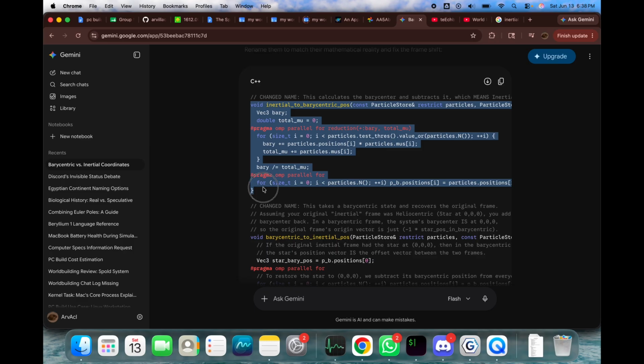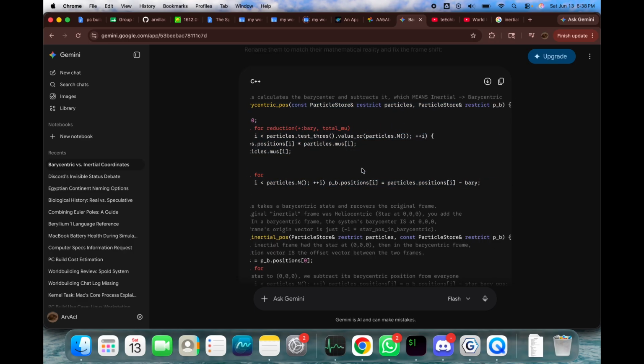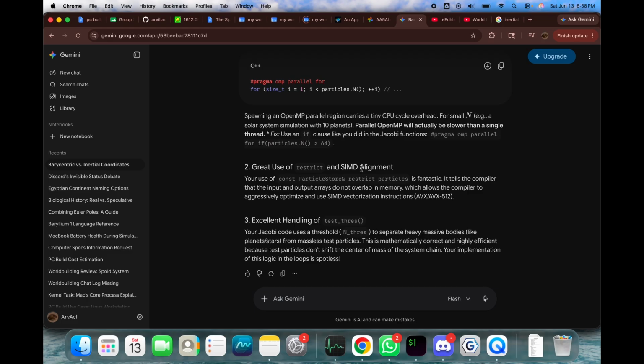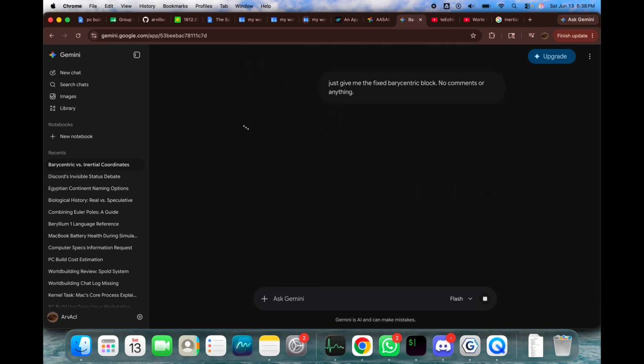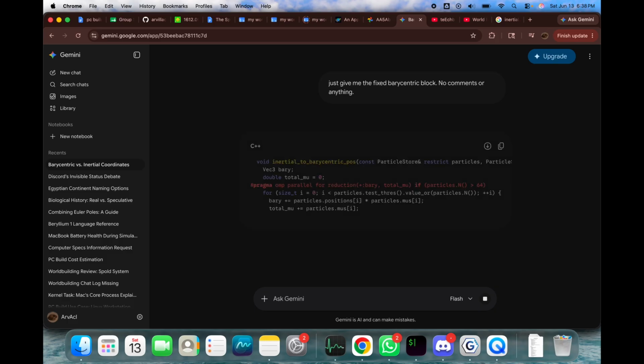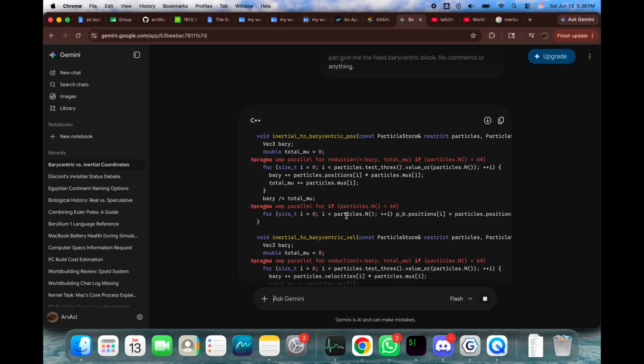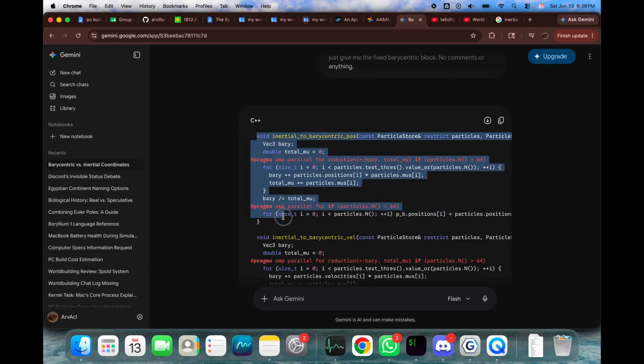So, yeah. Yeah, just give me the fixed code. Just give me the fixed code. Yeah, I don't want to be trying to. Give me the fixed barycentric block. No comments or anything. Yeah, I do not want comments in this thing. It's gonna make it too clear.